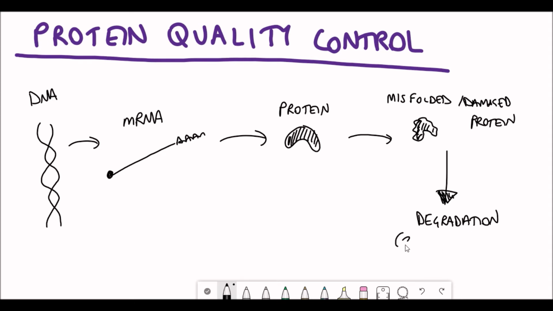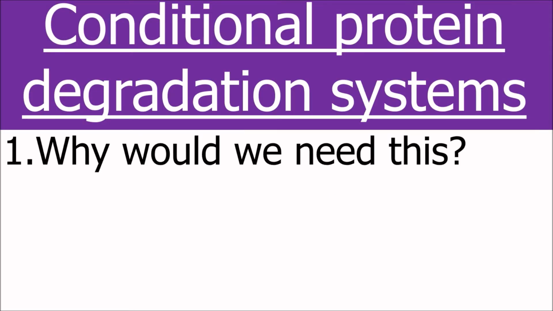The idea is, if we want to manipulate the system, how can we switch this protein degradation on and off to work in our favour, such that we can control the levels of a protein in a cell to understand that protein better?